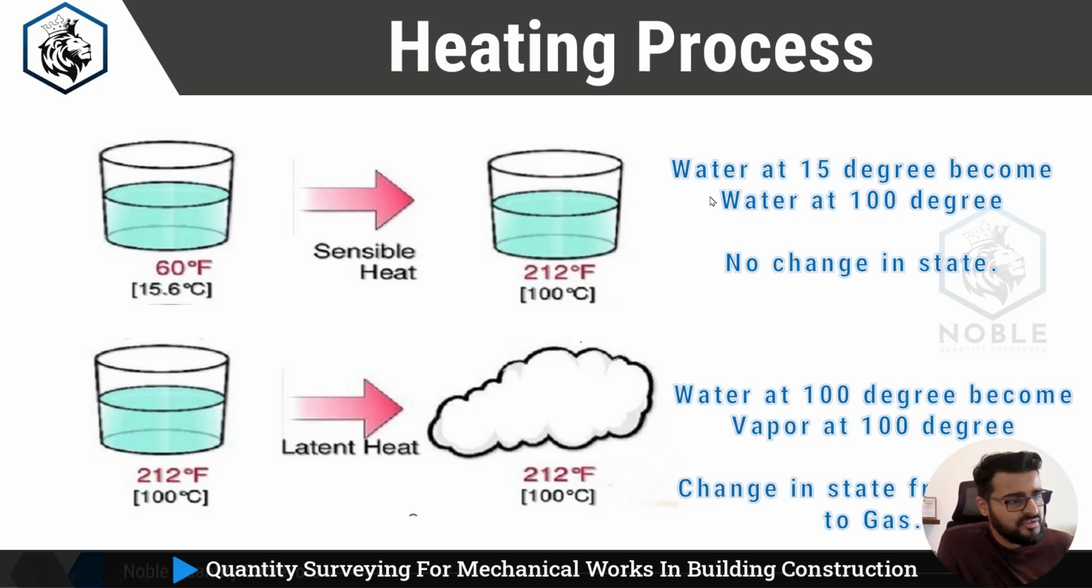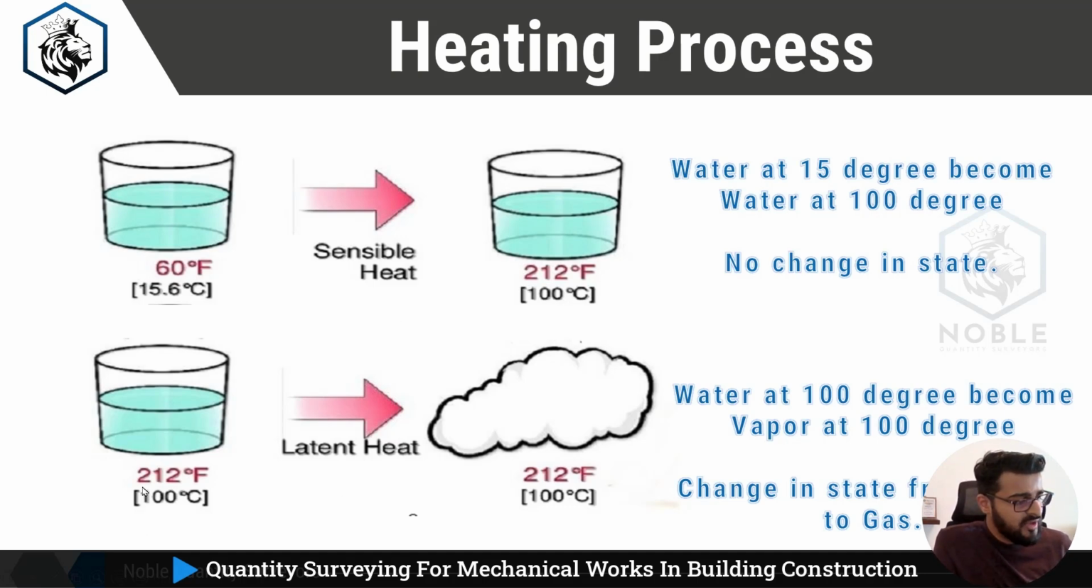Okay, so what is on your screen is 15.6 degrees Celsius water. When we put this on the stove, it will start heating, which is known as sensible heat, and it will reach 100 degrees Celsius. So water at 15 degrees Celsius becomes water at 100 degrees Celsius, but there is no change in the state. The water is just about to boil. So the state is the same, which is known as your sensible heat.